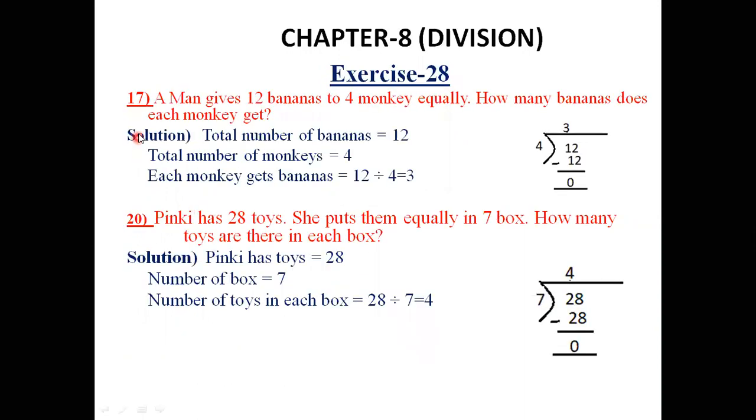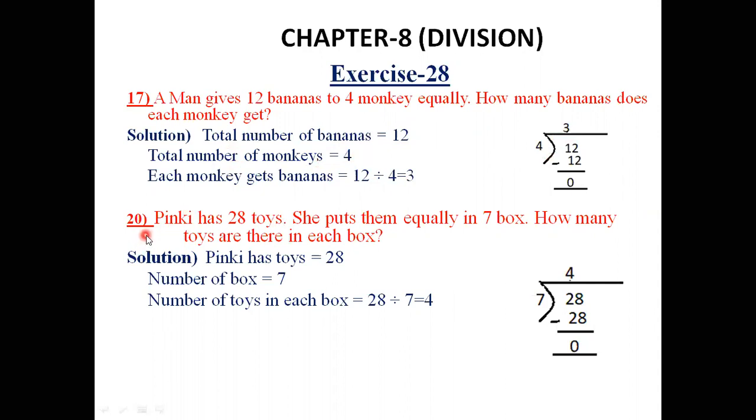Now there is a word problem from question number 17. A man gives 12 bananas to 4 monkeys equally. How many bananas does each monkey get? Now here the total number of bananas is equal to 12, and how many monkeys are there? 4. Each monkey gets bananas is equal to 12 divided by 4, we get 3 as the quotient.